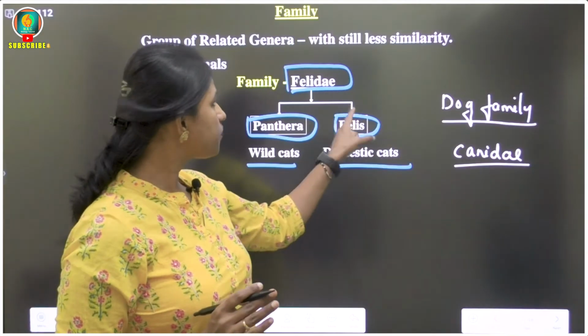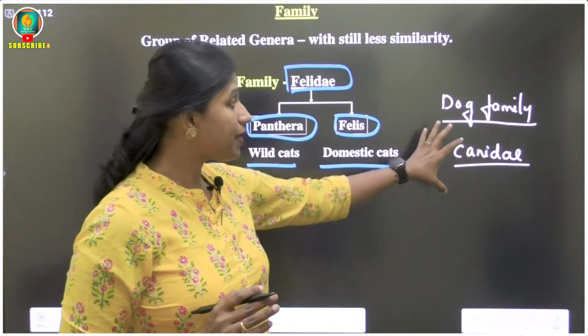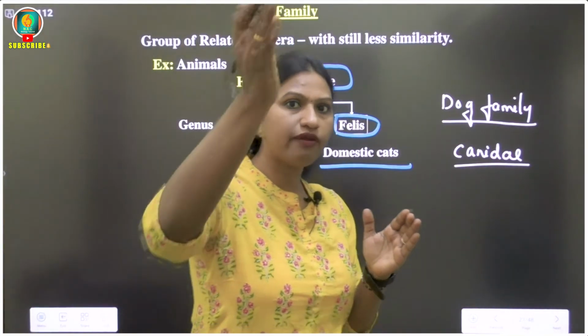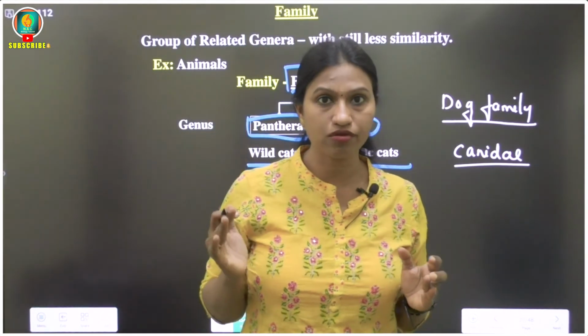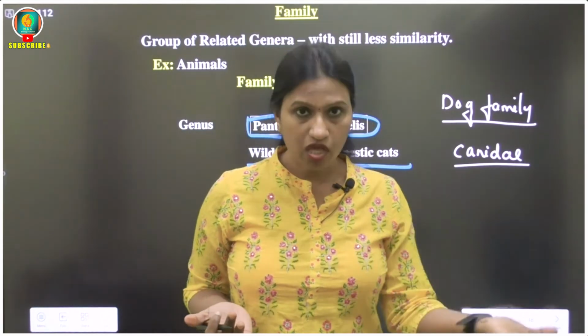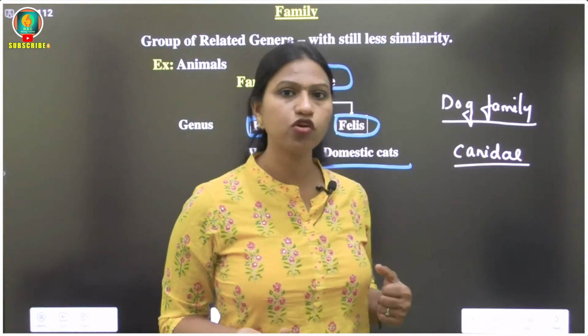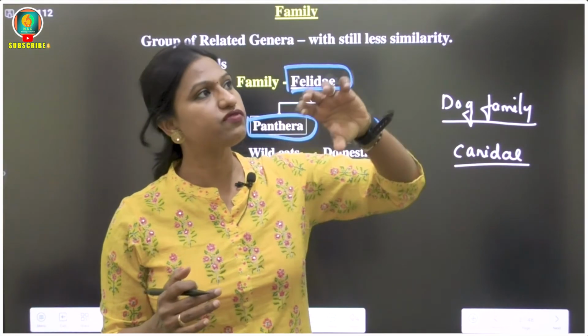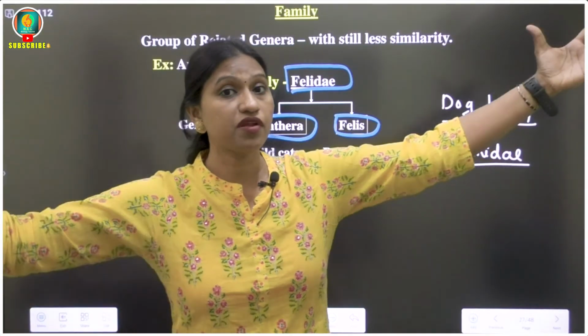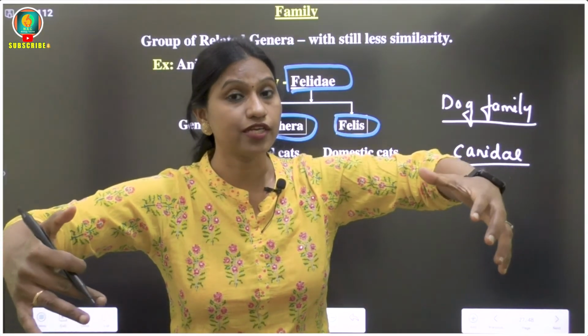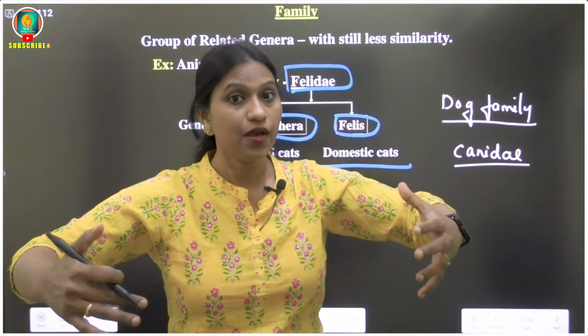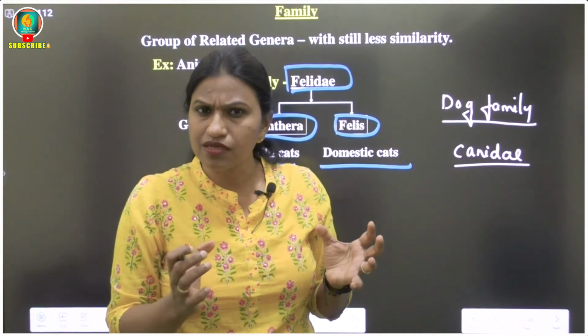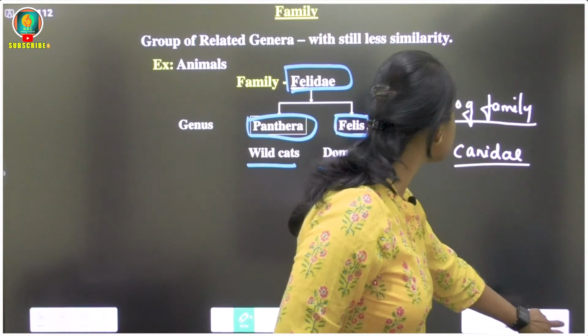I cannot put them into the same family. But in the dog family, I can put all wild dogs and all domestic dogs, like a fox and a normal dog. Everything I can put into the family called Canidae, because they look different. Hope you are understanding. As we move up, a large number of organisms come and are included in the taxon, but their similarities become lesser. Now let me take an example.